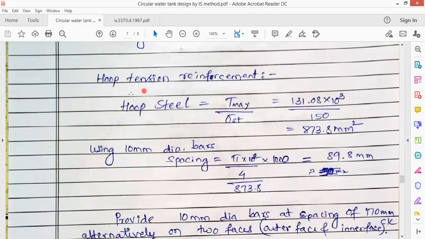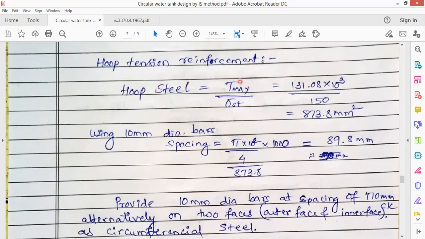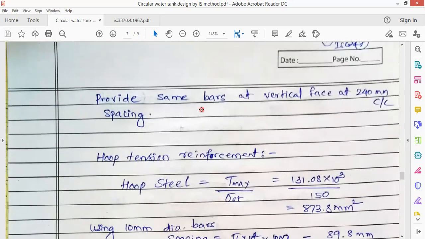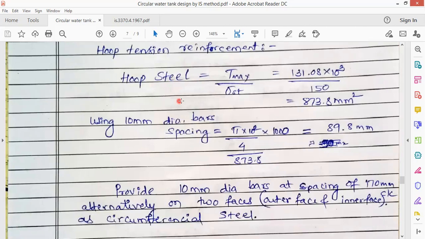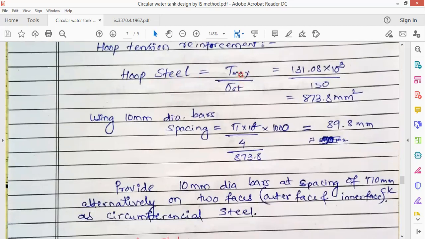Then next I will consider the hoop tension, and I will calculate the hoop tension reinforcements. So now I have provided the cantilever action reinforcement. Now I will provide the hoop tension reinforcement. So hoop tension steel is equal to T max, maximum tension, divided by sigma st. So maximum tension is 131.08 into 10 to the power 3 divided by 150. So it is 873.8 mm square.